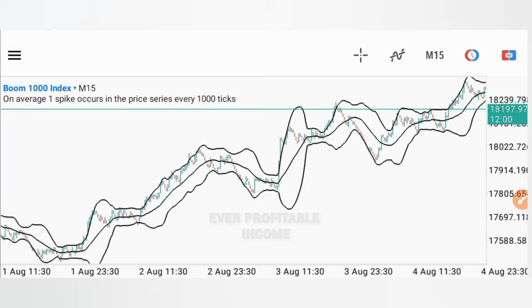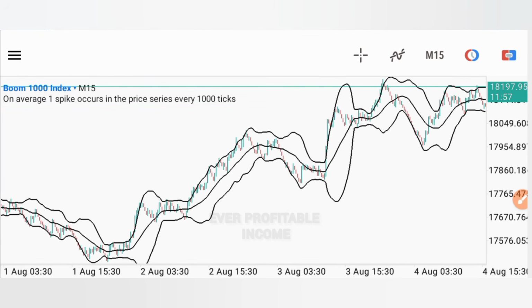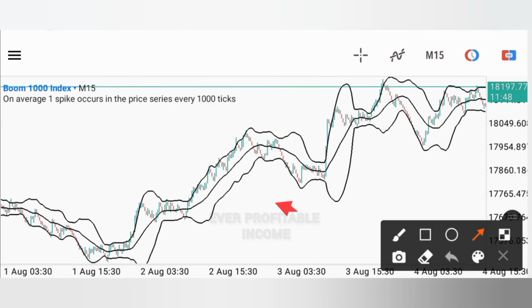So here we have the Bollinger Band. The Bollinger Band is made up of three bands. We have the middle band over there, and that middle band stands for your period 20 moving average. It's exactly the same function as your period 20 moving average. So we have the middle band, and then we have the upper band.